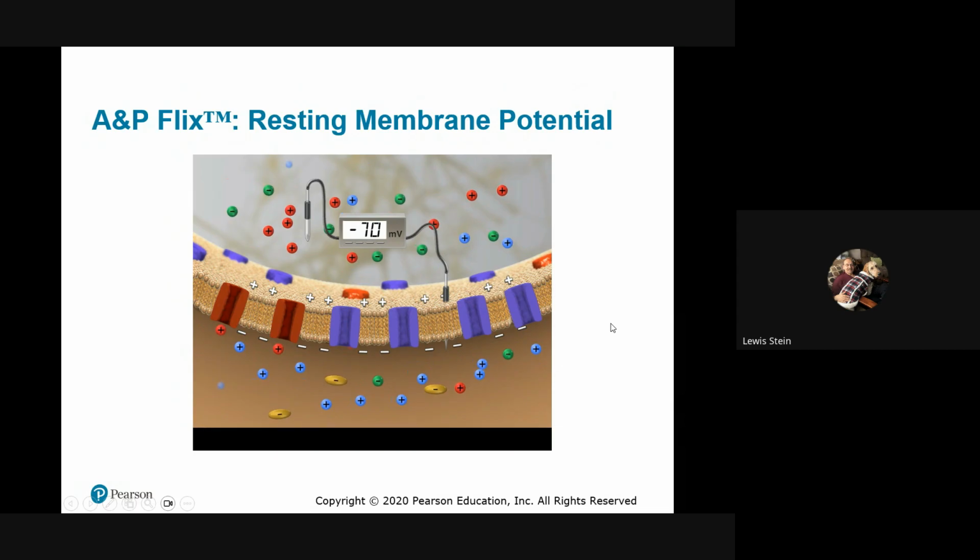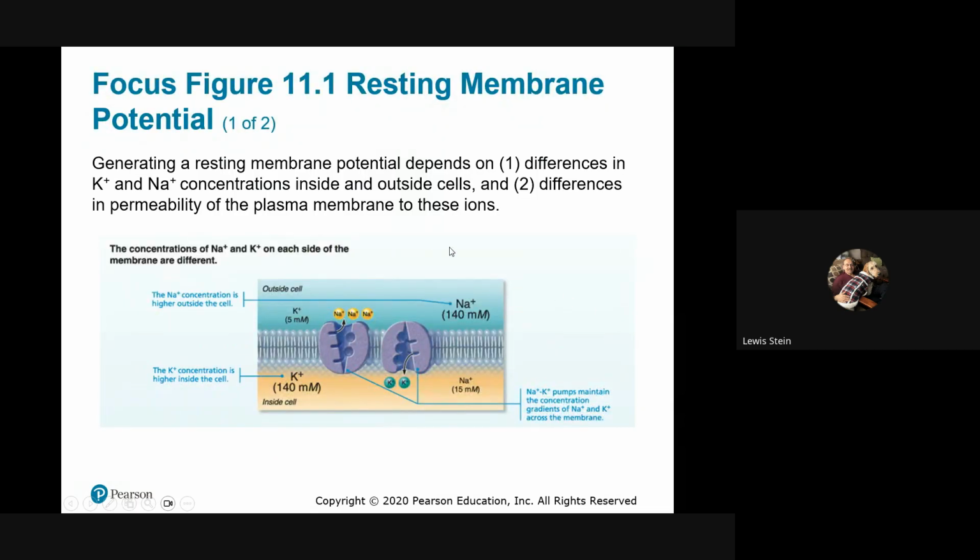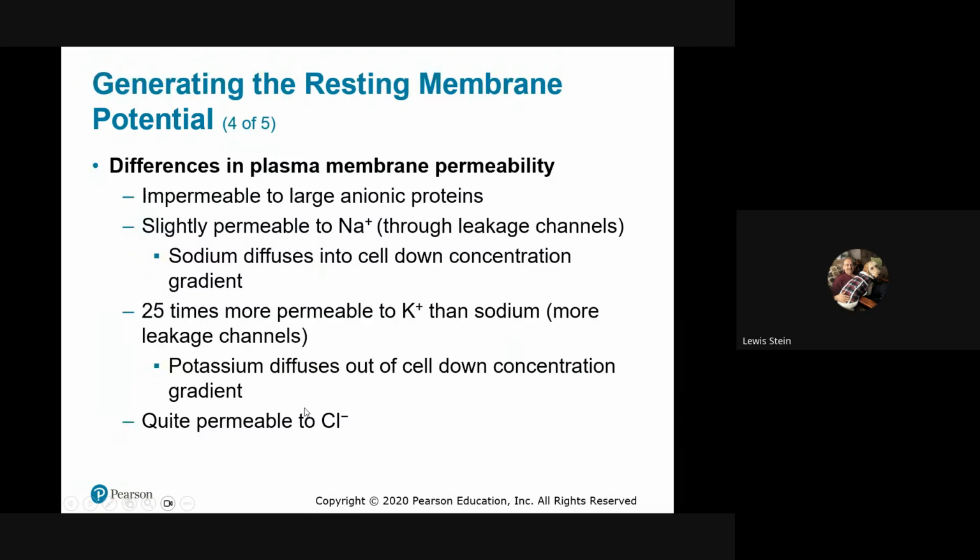Okay, we saw most of that before. So again, the resting membrane potential we're familiar with. Sodium potassium concentrations, differences in permeability, just like I talked about. And that was the pumps. Once again, we already talked about those. So slightly permeable to sodium through leakage channels, and then 25 times, that's a lot, more permeable to potassium, etc.